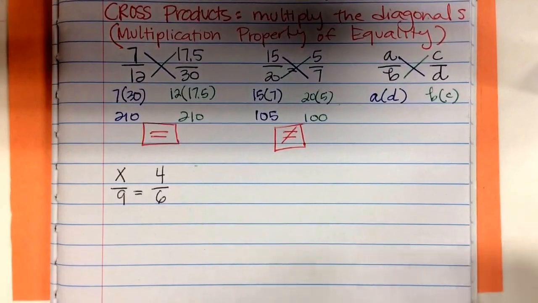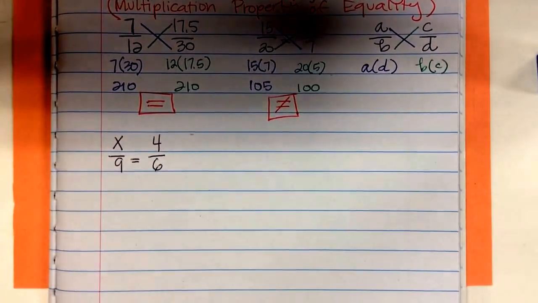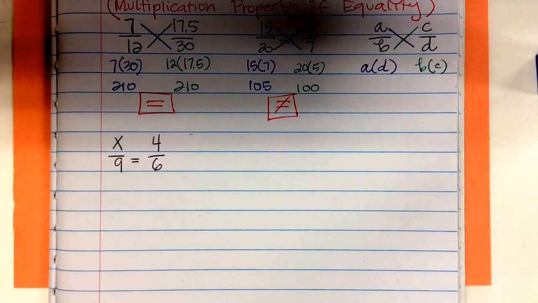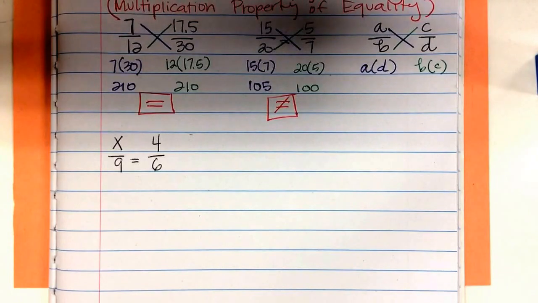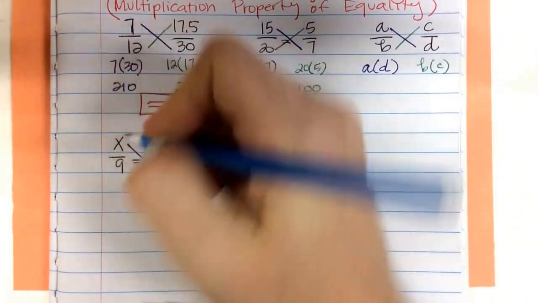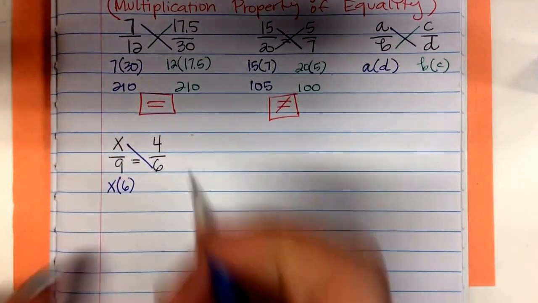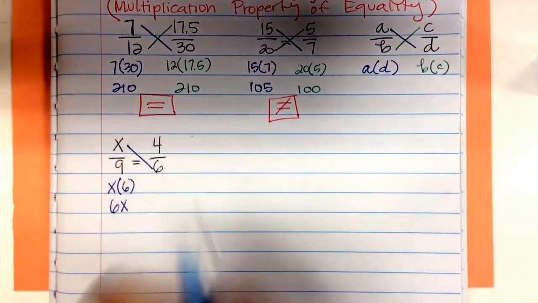We're going to do the same thing. We're going to do cross products. So who can tell me, what's my first one? What am I going to do? X times 6. What is X times 6? 6X. Good. I like how you flipped it around.